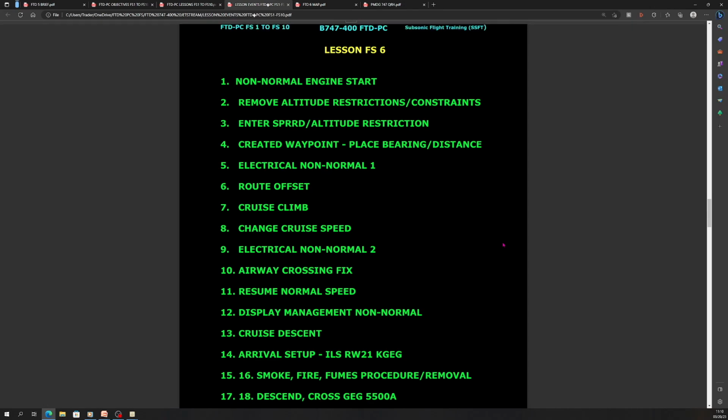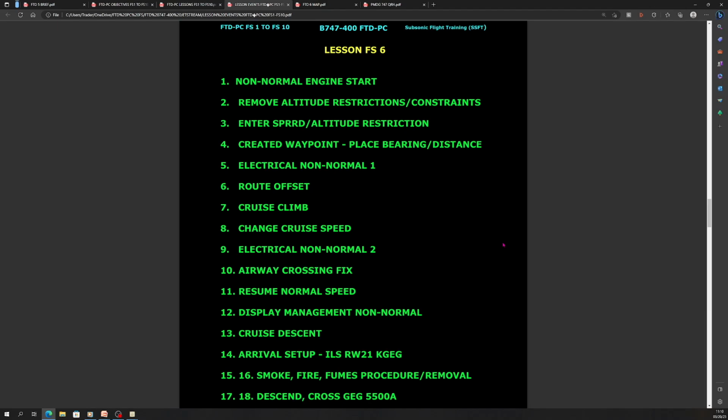Then on lesson 6, here are the items we're going to cover. We will do a non-normal engine start. We'll have a problem, and we will still be using auto start. I think one of the lessons we do a manual start with the auto start inoperative, but in this particular lesson the auto start is operative. We'll have some sort of a problem that will lead to the auto start shutting down the engine.